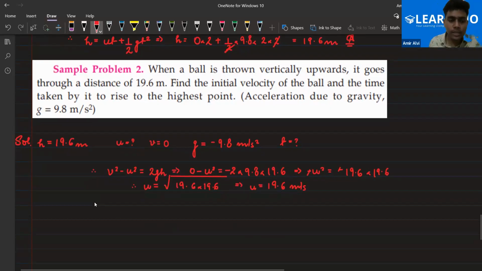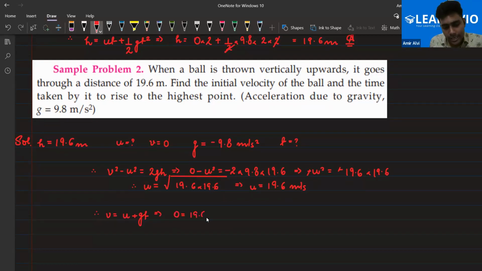Right. Now we have u as well, so I can easily calculate the time using v equals u plus gt. That is, v is 0, u is 19.6, minus 9.8 into t. So I take 9.8 t to the left hand side, that is 19.6. So t would be 19.6 by 9.8, which gets cancelled to 2 seconds. So the time taken to reach the highest point is 2 seconds. Is that clear to all of you?